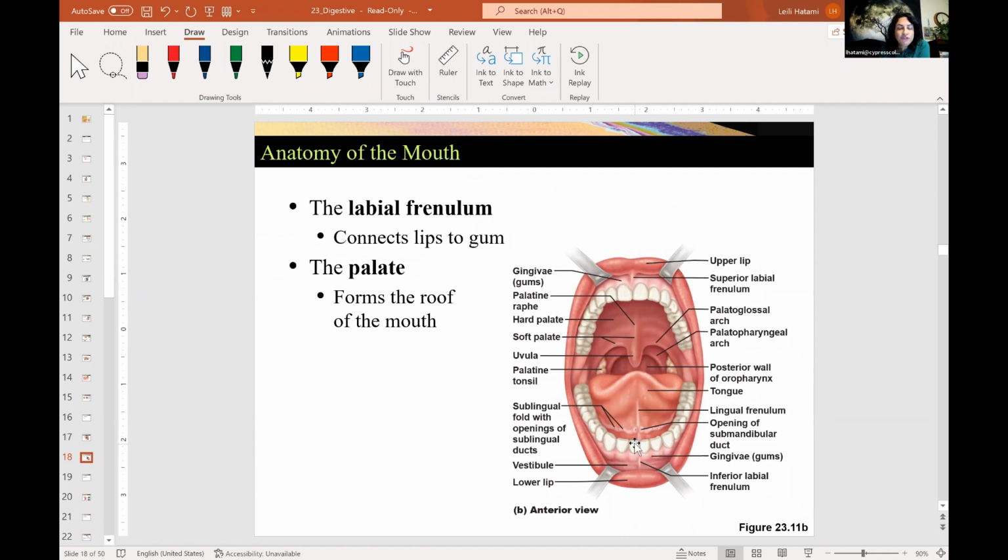There is a structure which we call the labial frenulum. We have the superior and inferior labial frenulum, which connect the lips to the gum.